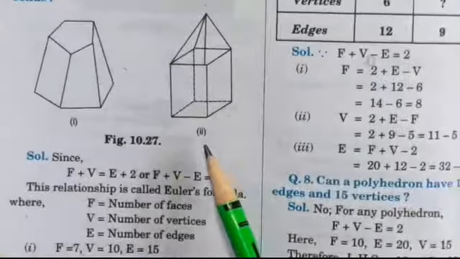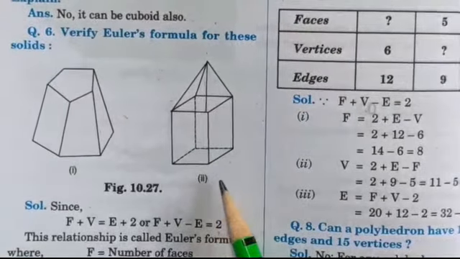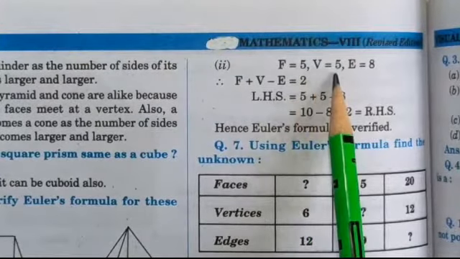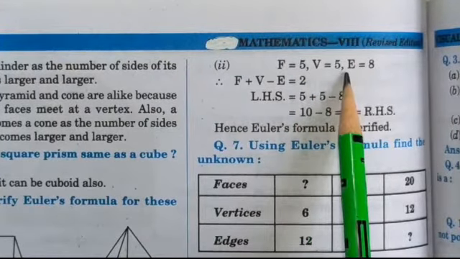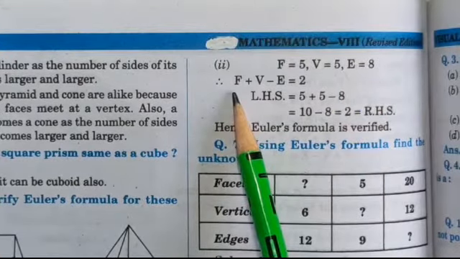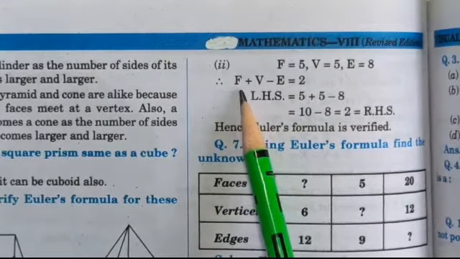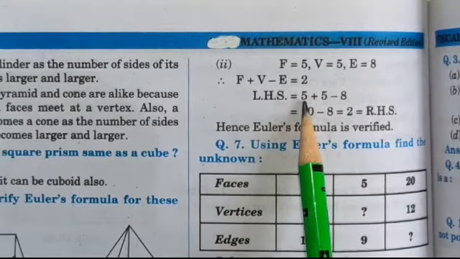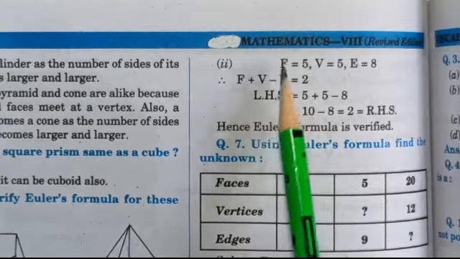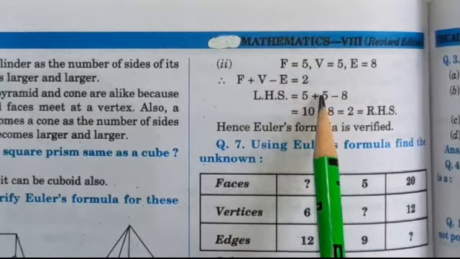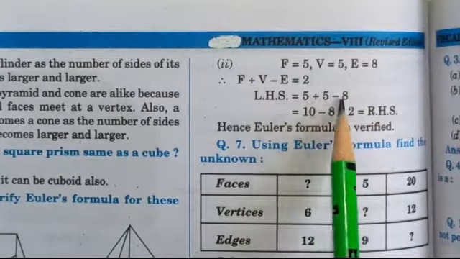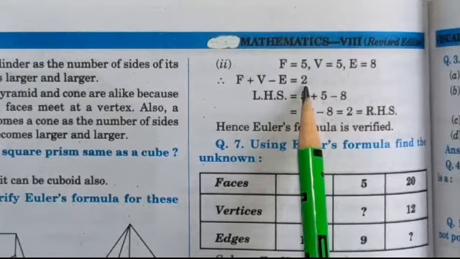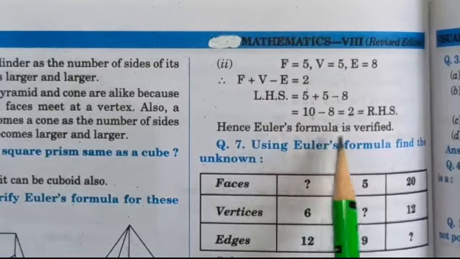Now Roman number 2. For this, number of faces is 5, number of vertices is 5, number of edges is 8. Then from Euler's formula, F plus V minus E is equal to 2. Left hand side: F is 5, V is also 5, and E is 8. So 5 plus 5 minus 8. 5 plus 5 is 10, minus 8, then we get 2, and this is equal to the right hand side, this number 2. Hence Euler's formula is verified.